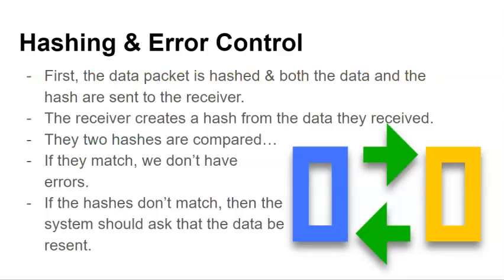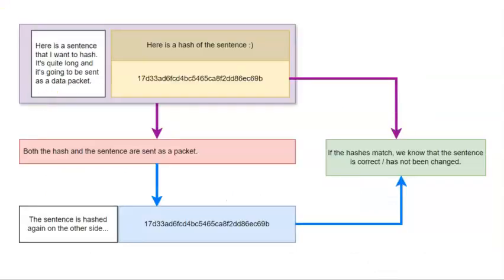This means that we can easily detect if the information that was sent is identical to the information that was received. In the DCAT, here's how you'd explain it. First, the data packet is hashed, and both the data and the hash are sent to the receiver. Then, the receiver creates a hash from the data it received. The two hashes are compared, and if they match, we don't have any errors. If the hashes don't match, then the system will ask that the data be resent.